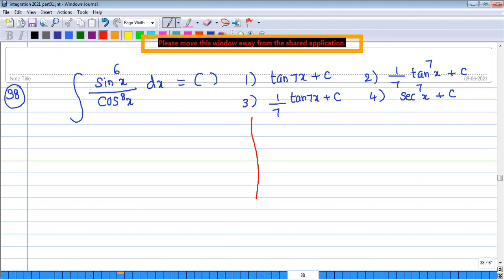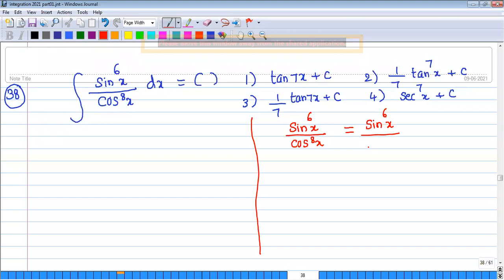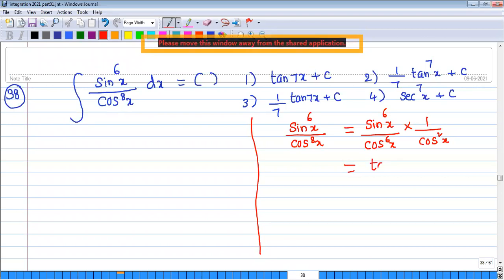See, this sin x to the power of 6 upon cos x to the power of 8 can be written for our convenience as sin x to the power of 6 upon cos x to the power of 6 into 1 upon cos square x. This is tan x whole to the power of 6. 1 upon cos square x is secant square x. Now this becomes tan x to the power of 6 into secant square x. Tan x is the t, then we can solve in a very easy manner.